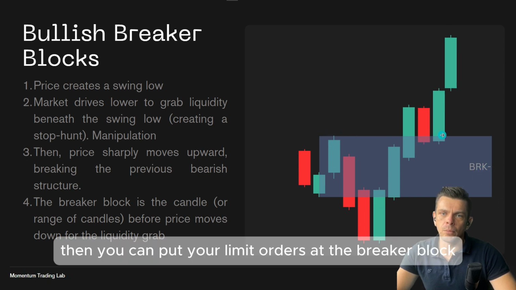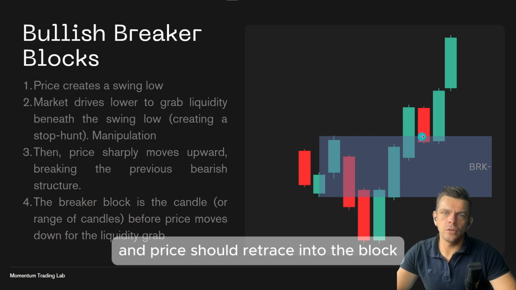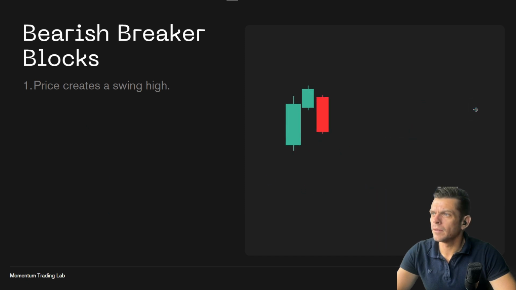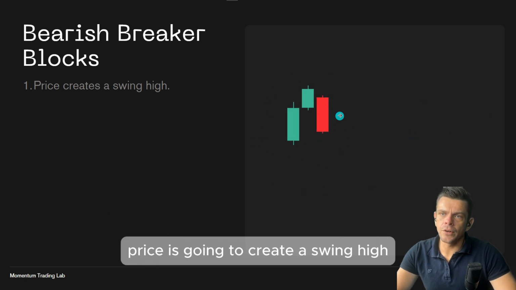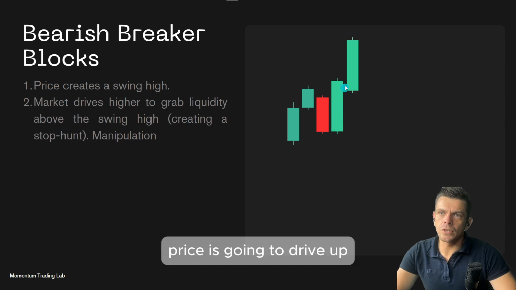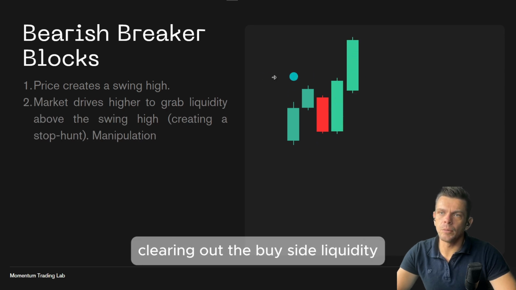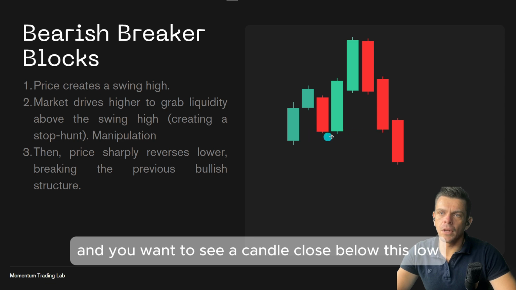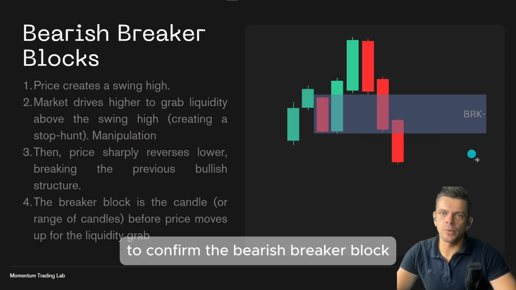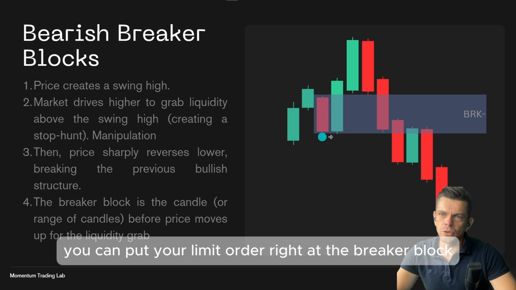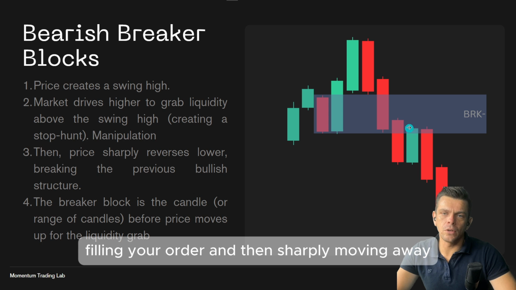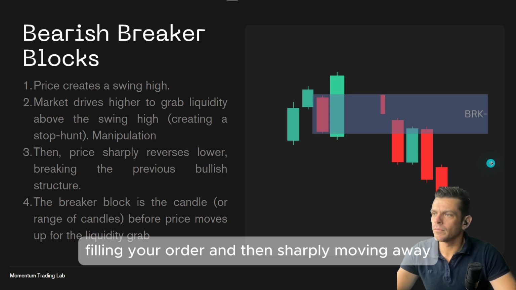Then you can put your limit orders at the breaker block and price should retrace into the block and then reverse away. A bearish breaker block, price is going to create a swing high. Price is going to drive up, clearing out the buy side liquidity. Then it will sharply reverse, breaking the structure. And you want to see a candle close below this low to confirm the bearish breaker block. You can put your limit order right at the breaker block. Price should retrace into it, filling your order and then sharply moving away.